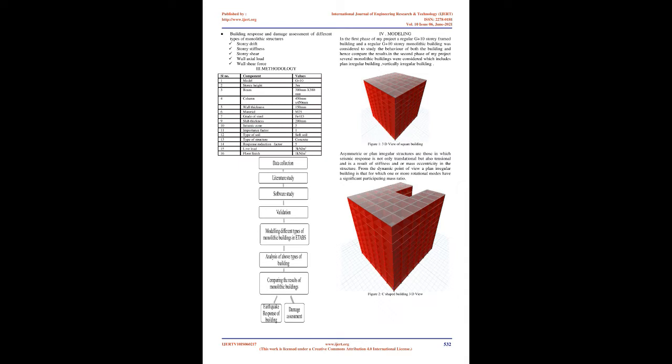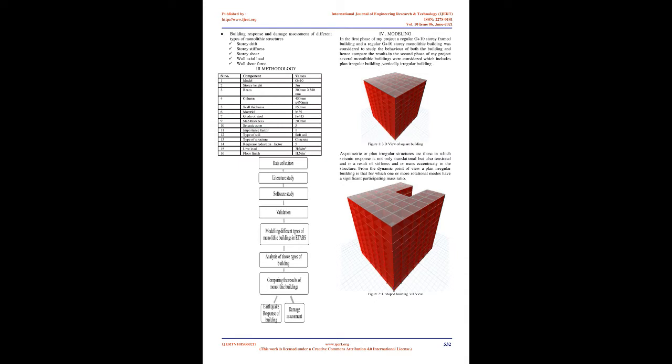Modeling. In the first phase of my project, an irregular G plus 10 story framed building and an irregular G plus 10 story monolithic building were considered to study the behavior of both buildings and compare the results. In the second phase of my project, several monolithic buildings were considered, including plan irregular and vertically irregular buildings. Figure 1: 3D view of square building.